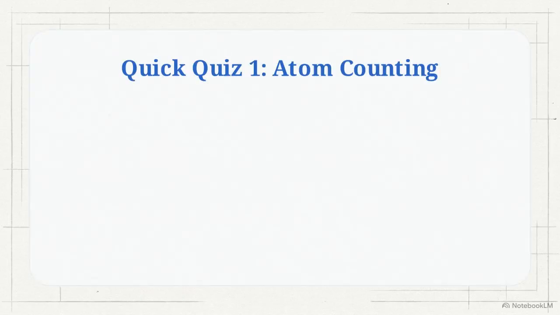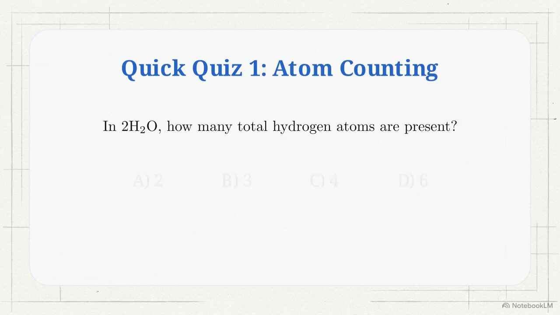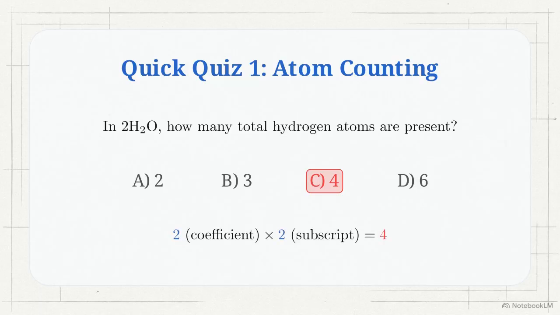Let us lock in these rules with a quick quiz. In 2H₂O, how many total hydrogen atoms are present? If you chose option C, you are correct. 1 water molecule has 2 hydrogen atoms. Multiplying that by the coefficient 2 gives us 4.